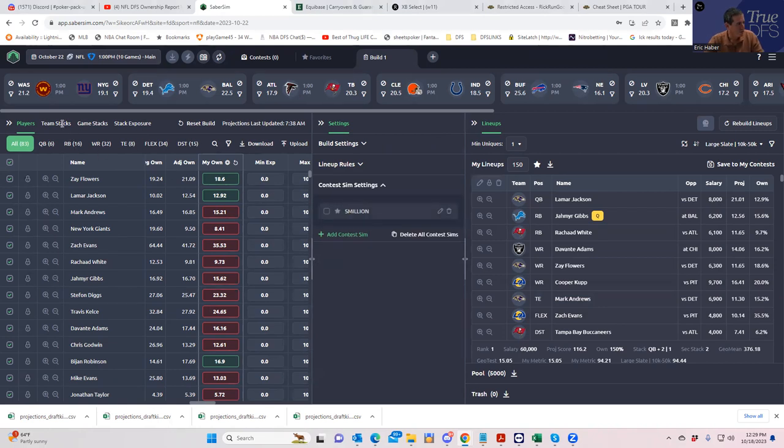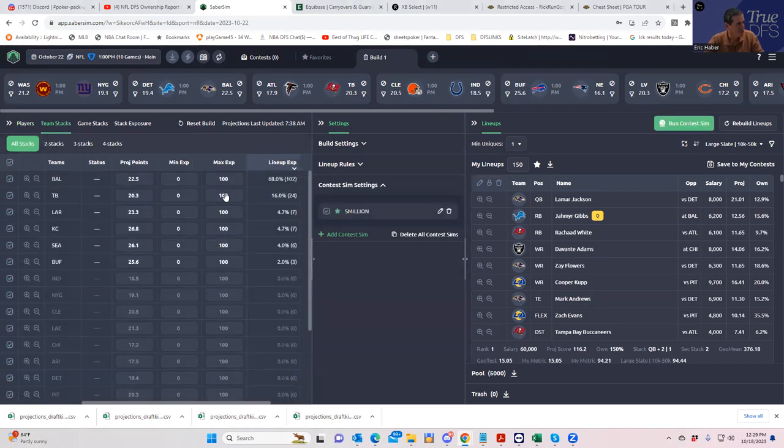So let's again take a look and see what we get. Team stacks again. Most, 68% Baltimore. So on FanDuel, it's even more loaded for Baltimore. Let's just see. Jim Jordan falls short. Ridiculous. Stupid waste of time.